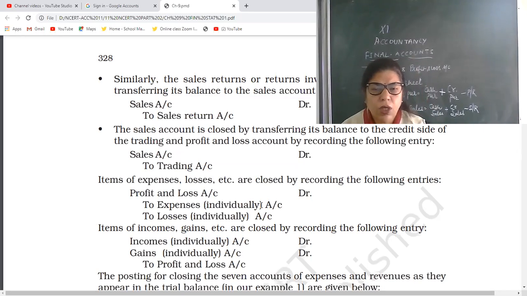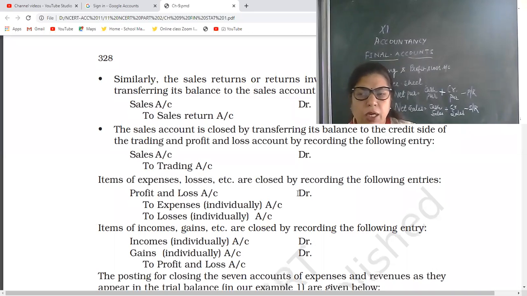Okay, all expenditures are debited and then transferred or closed. Then the entry will be: Profit and loss account debit, by all the losses and expenditures individually.